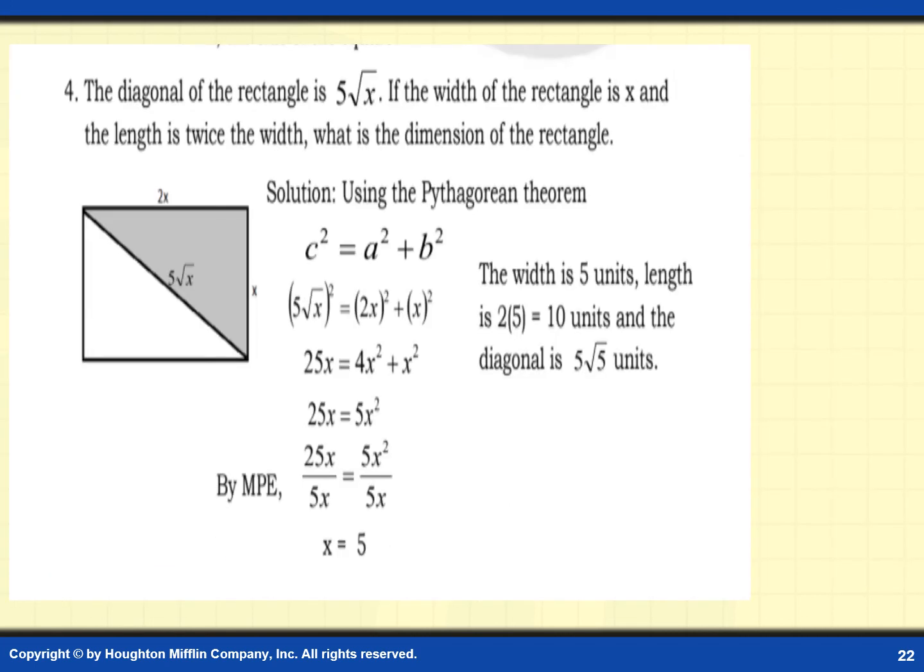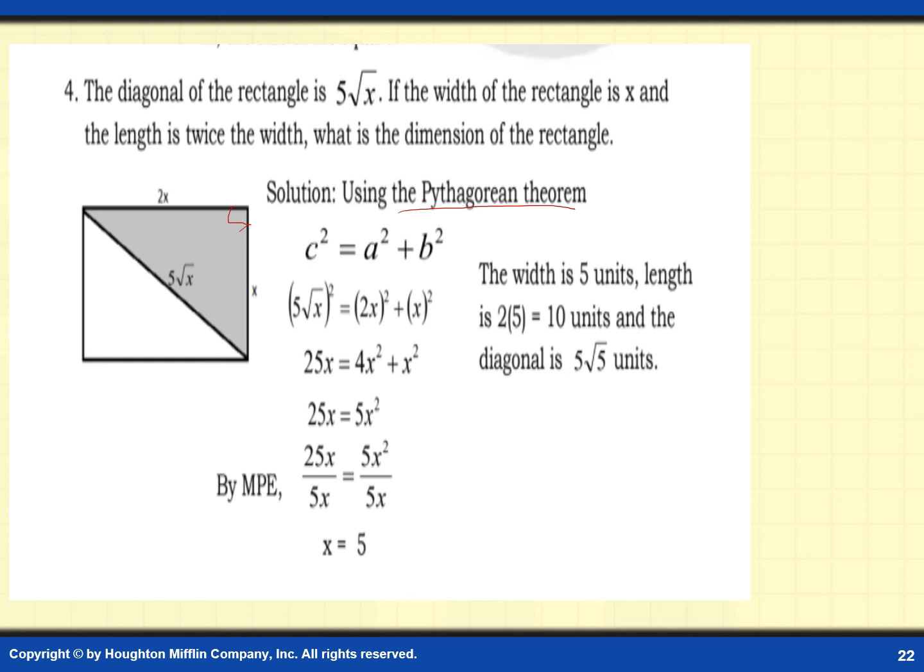Next, number 4. The diagonal of the rectangle. Ito yung problem kanina ng another one na problem ng right triangle. Nagagamitan natin ng Pythagorean theorem. If the width of the rectangle is x and the length is twice the width, what is the dimension of the rectangle? Twice the width daw. So, you need to let x be the width and 2x the length. Tapos, the diagonal is 5 square root of x.